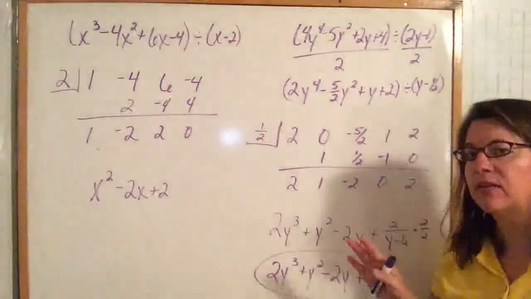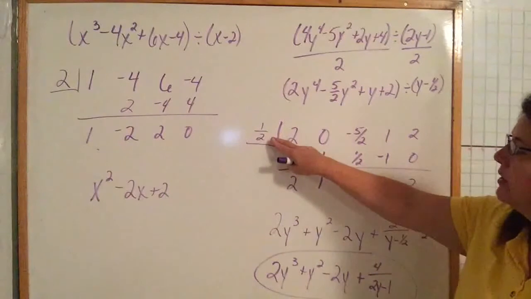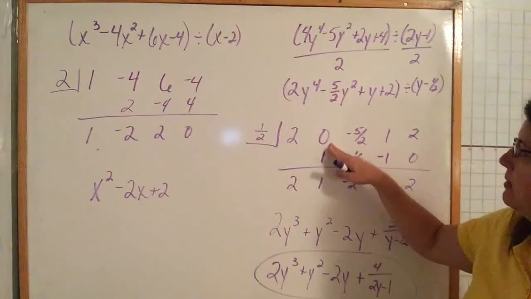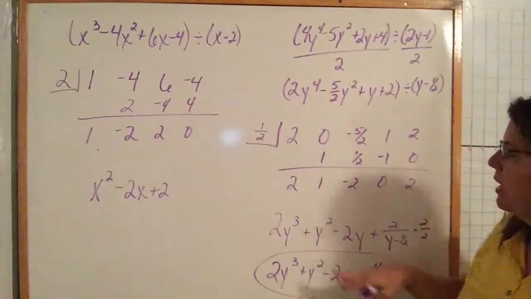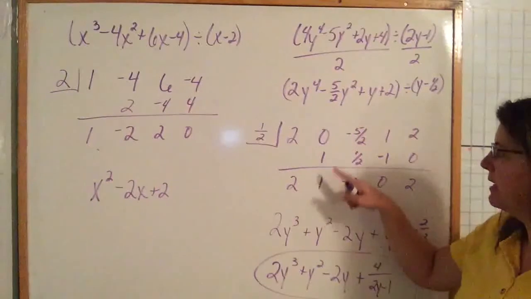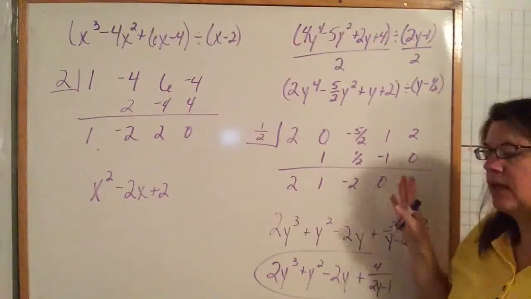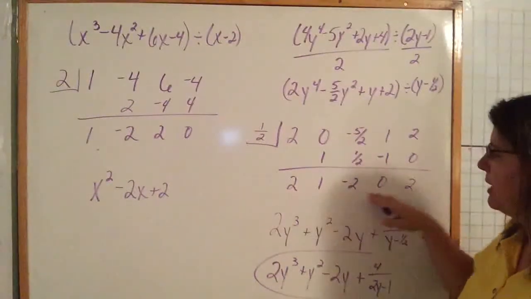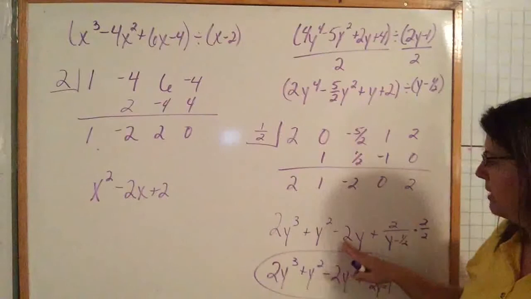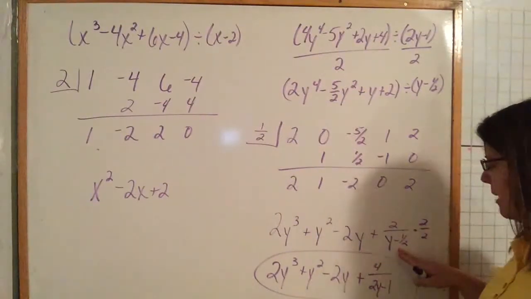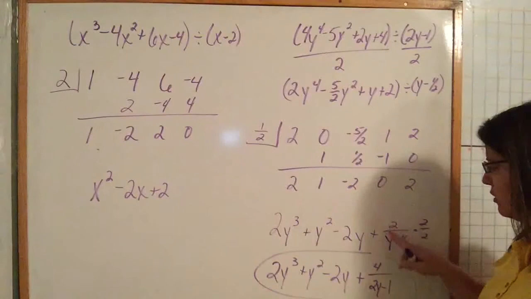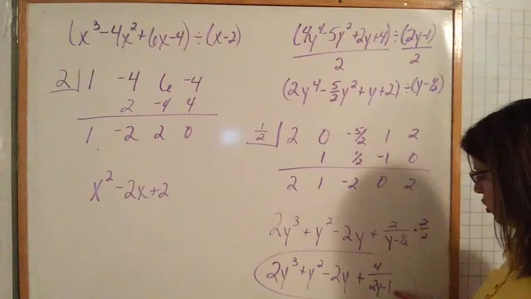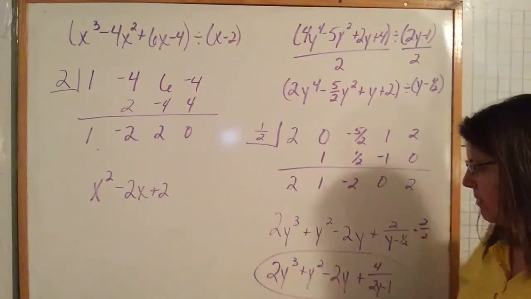Then when I set up my synthetic division, in the box I have a 1/2, and then here I have a 2, I have a 0 because my y cubed term was missing. And then I write the rest of the numbers. I bring down the 2, and then I multiply and add until I get to the end. Again, if you're uncomfortable with doing fractions in your head, use your calculator. So my depressed polynomial became 2y cubed plus y squared minus 2y plus 2 over y minus 1/2. That is a complex fraction, so I had to get rid of it by multiplying by 2 over 2, or 1. When I do that, I get 4 over 2y minus 1, and so there is my answer.